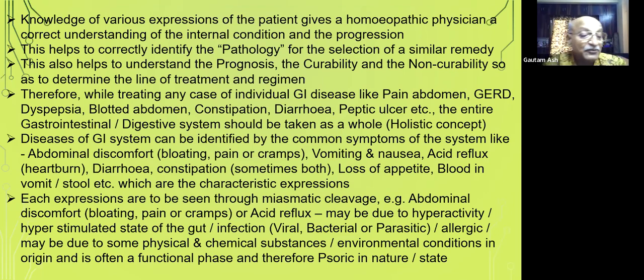As for example, abdominal discomfort, bloating, pain, cramps, or acid reflux may be due to a hyperactive, hyperstimulated state of the gut, or infection by viral, bacterial or parasitic agents, or an allergic condition. It may be due to irritation by some physical or chemical substances, or be environmental in origin, and is often a fundamental phase and therefore psoric in nature and state. So functional changes are mostly psoric.